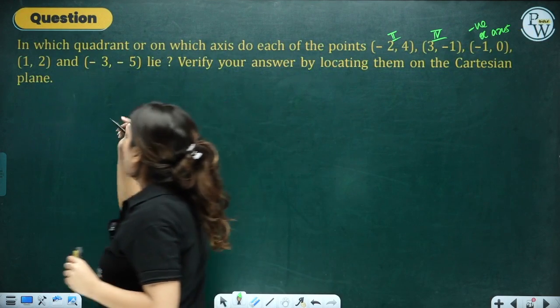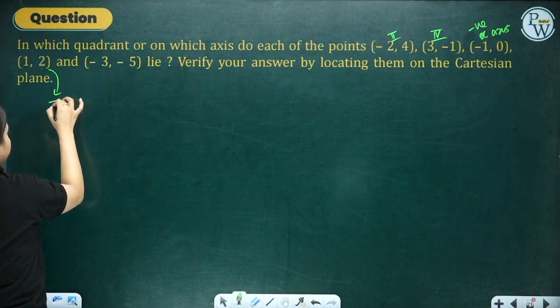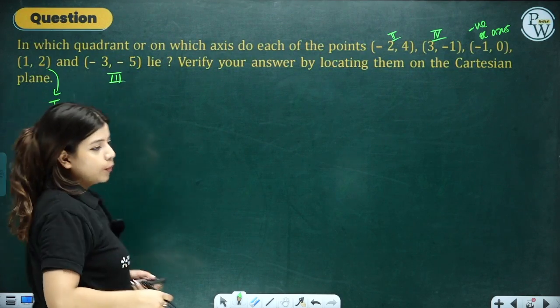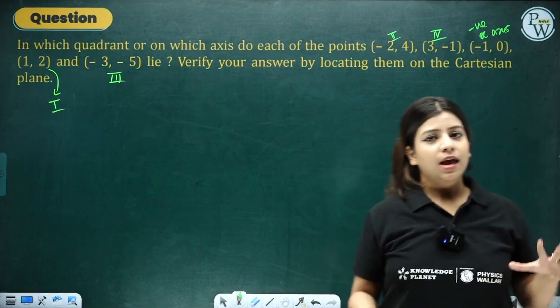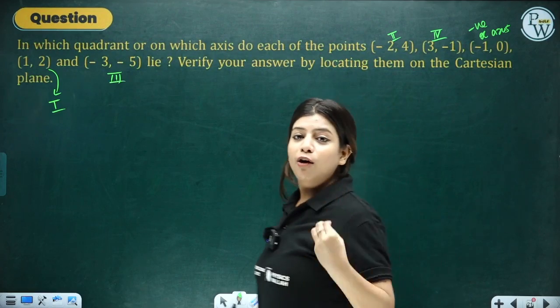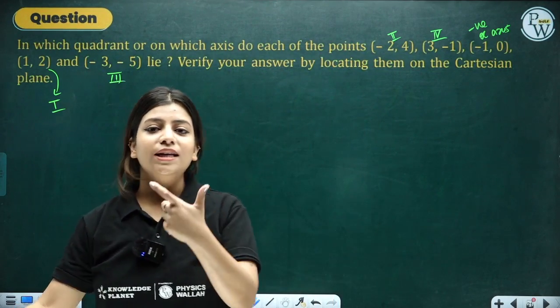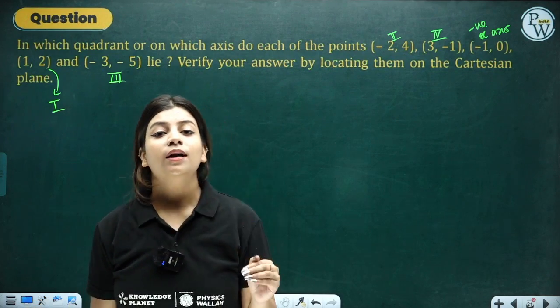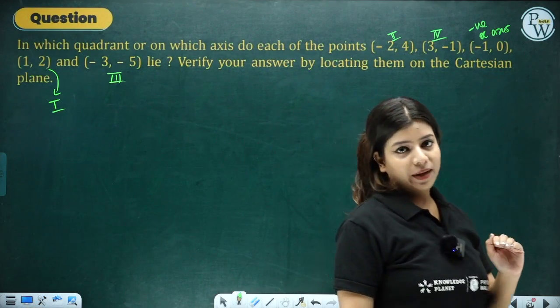Then we have (1, 2), both are positive, so in the first quadrant. Both are negative, so in the third quadrant. So simply by looking at the signs of the coordinates that are given to us, we can tell in which particular quadrant they will be lying.